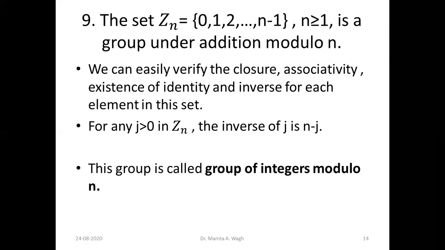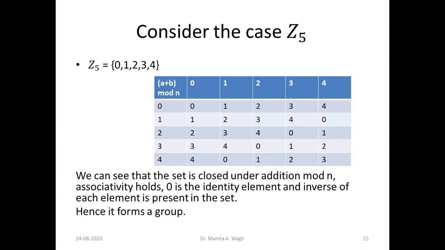So basically in Zn you are taking addition modulo n. So we can easily verify the closure property, associativity, existence of identity, and inverse for each element in this set. And for any j greater than 0 in Zn, the inverse of j is n minus j. This is the inverse, and this group is called the group of integers modulo n. So let us take this example. From this example, it will be clear.